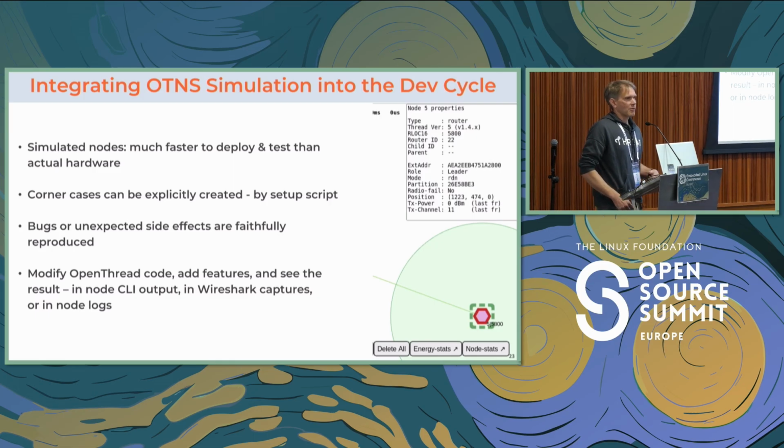So that means bugs are also faithfully reproduced, which is good in this case, because you want to find them before you put this code into your hundreds of hardware nodes and spend days running your network and finding only then that you made a stupid mistake. So this will catch it much earlier.